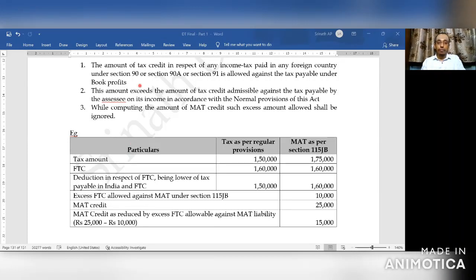115 JB, the next part of 115 JB. Yes, if benefit is given by a foreign tax rate, to that extent the benefit is removed from MAT. Exactly.